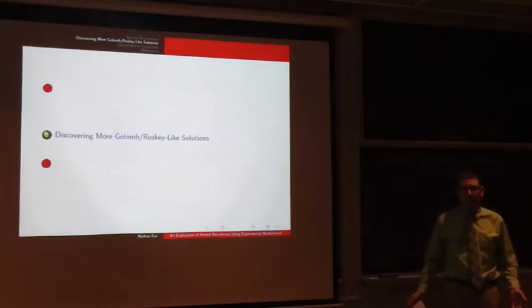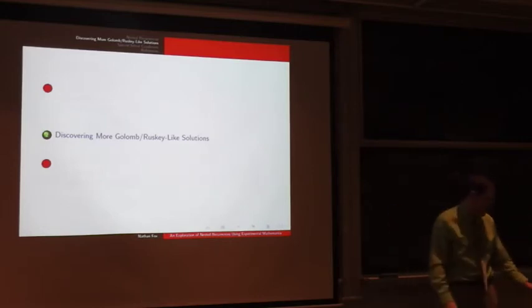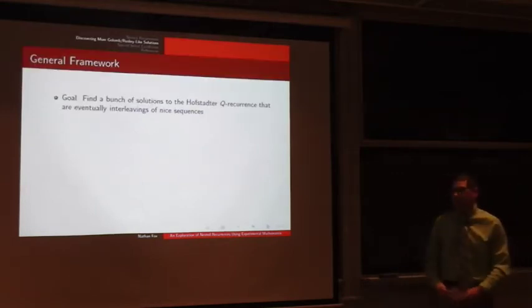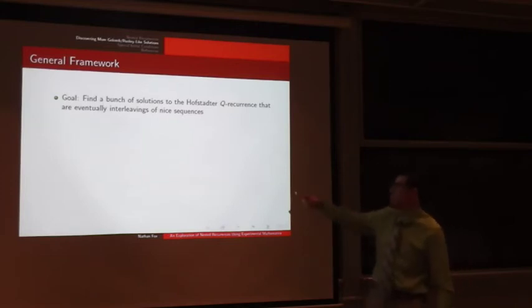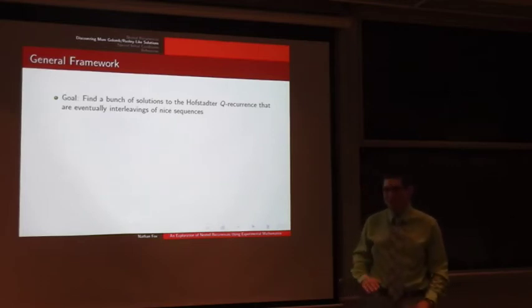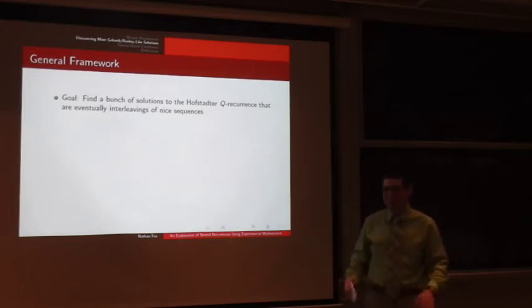Hopefully you're thinking, are there more solutions like this? The answer is yes. So let's talk about how we might find these. Our goal is to find a bunch of solutions like that. And the key property that we're going to clue in on is we want them to be interleavings of nice sequences. What is a nice sequence? I'm not going to define that rigorously, but constants are nice, linear things are nice, polynomials are going to be nice, the Fibonacci numbers are nice.